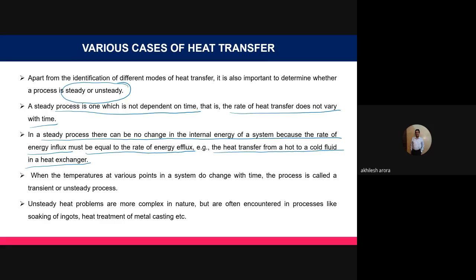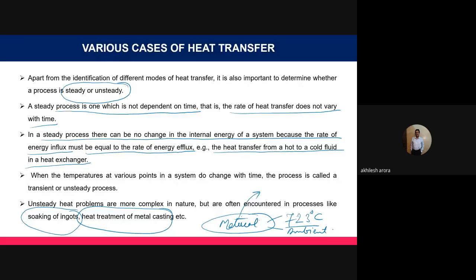Now there can be certain cases where the heat transfer is unsteady. For example, unsteady could be like soaking of ingots or heat treatment of metal castings. When metals are heated during heat treatment, the initial temperature of the material could be, say, 723 degrees Celsius. So it's quite a high temperature. Then this material, or the steel, is losing heat to the surroundings. Over a period of time, the temperature will reduce to ambient. So this is a sort of unsteady heat transfer.